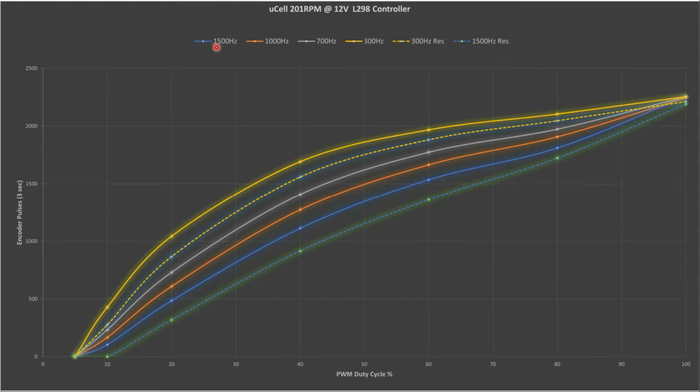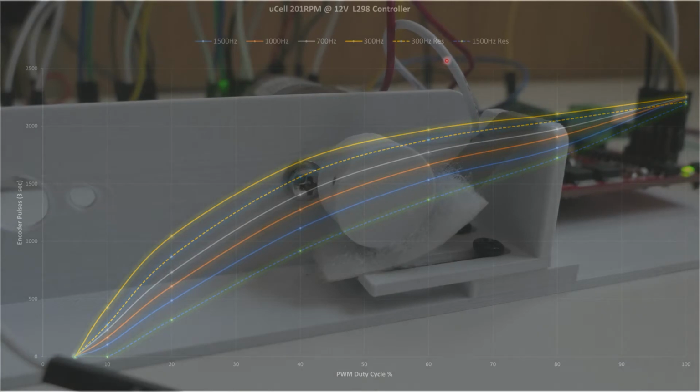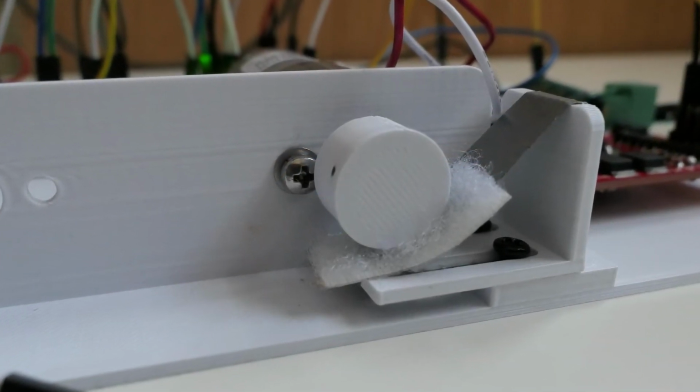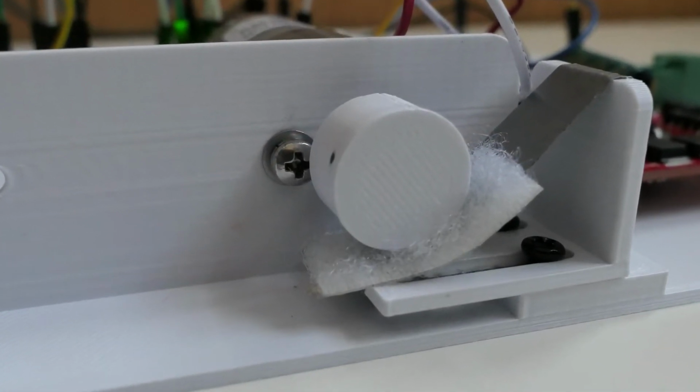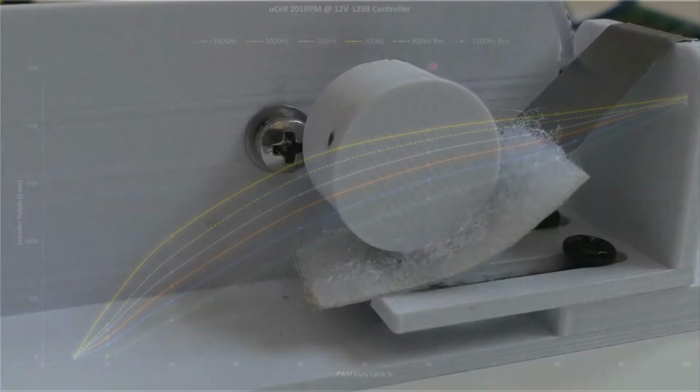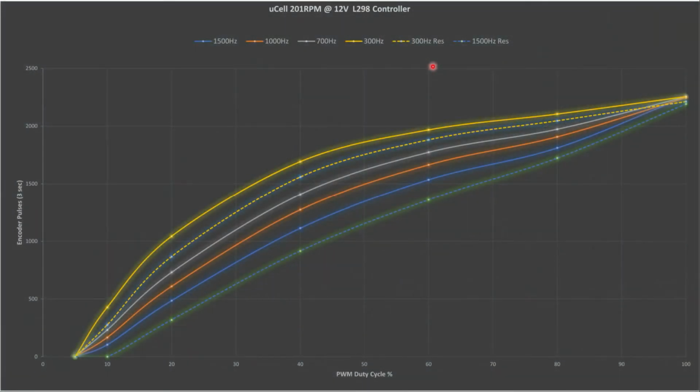I started at 1,500 hertz to start with, then 1,000 hertz, 700 hertz, and 300 hertz. I also did some tests where I added some resistance to the motor to see what the impact of that resistance would be. It sort of shows you how the torque is responding to the different frequencies as well. So I did one test for the 300 hertz set of duty cycles and one at 1,500 hertz. So let's have a look at the charts here.